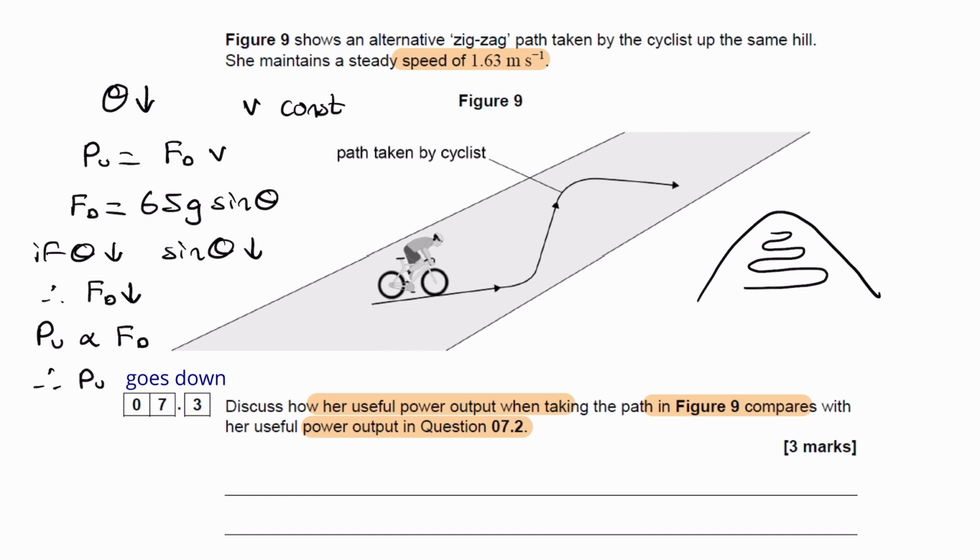Okay, so now we need to phrase this in a way that gets us 3 marks. So we can start by saying, with the path taken by the cyclist, the angle of the road to the horizontal decreases, and therefore the component of weight parallel to the slope decreases. As the cyclist is moving at the same speed, there is less useful work done by this force per second, and that reduces the useful power output.